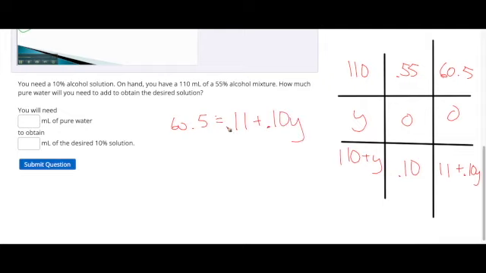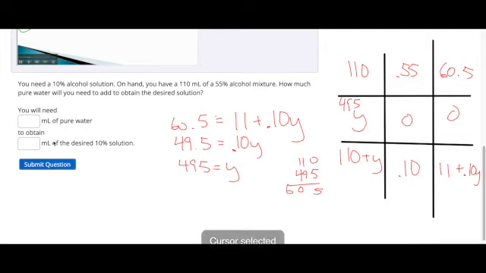Okay, 60.5 minus 10 is 50.5, minus one more is 49.5. Just to show you, you can do this in your head, really. And it's going to be 0.10y. Well, in order to get rid of that 0.10, that's dividing by 10. I'm going to multiply this by 10. So that's going to give me 495 is equal to my y. And if this is 495, then 110 plus 495 will give me 605. So I think that's what we need here.